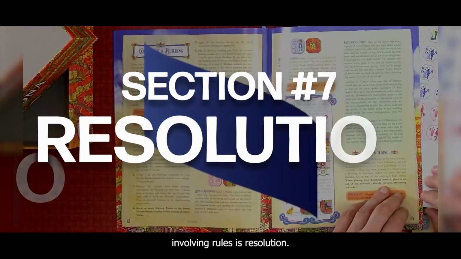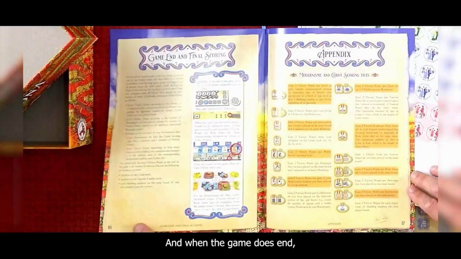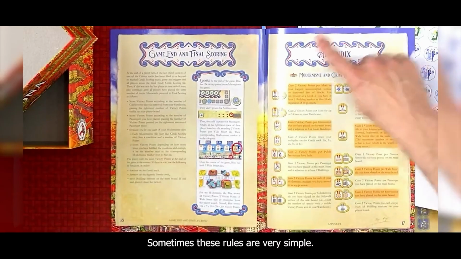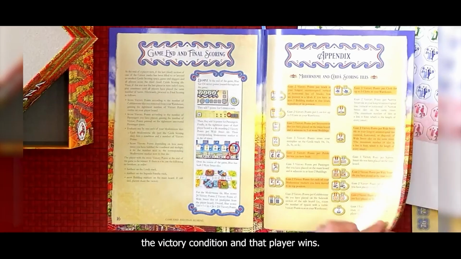The last section involving rules is resolution. What are the conditions that end the game? And when the game does end, how do you determine the outcome, like a winner? Sometimes these rules are very simple. The game ends immediately when a player achieves the victory condition and that player wins.